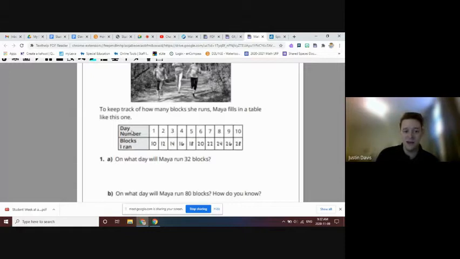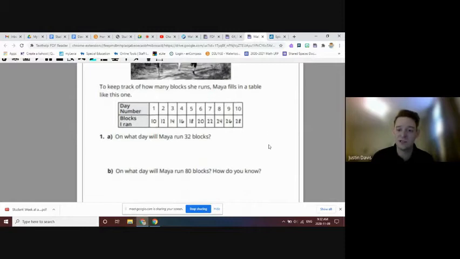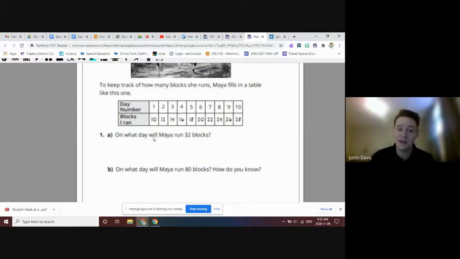You see the day. So on day 1, she ran 10 blocks. On day 2, she ran 12 blocks. On day 3, 14, and the pattern continues. So the first question is asking, on what day will Maya run 32 blocks?